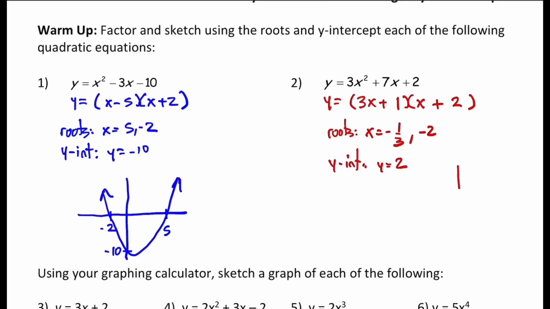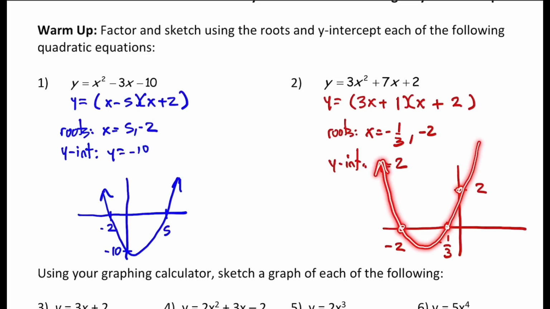All right, so let's sketch this one. Both roots are negative. That's going to be a negative 2. That's going to be negative 1/3. And y-intercept is 2. So again, if you visualize what's going to happen, we have a positive quadratic, so opens up. It's got to go through these 3 points. So it's got to come down through like this, turn around somewhere between those 2 roots, and then head back the other way.